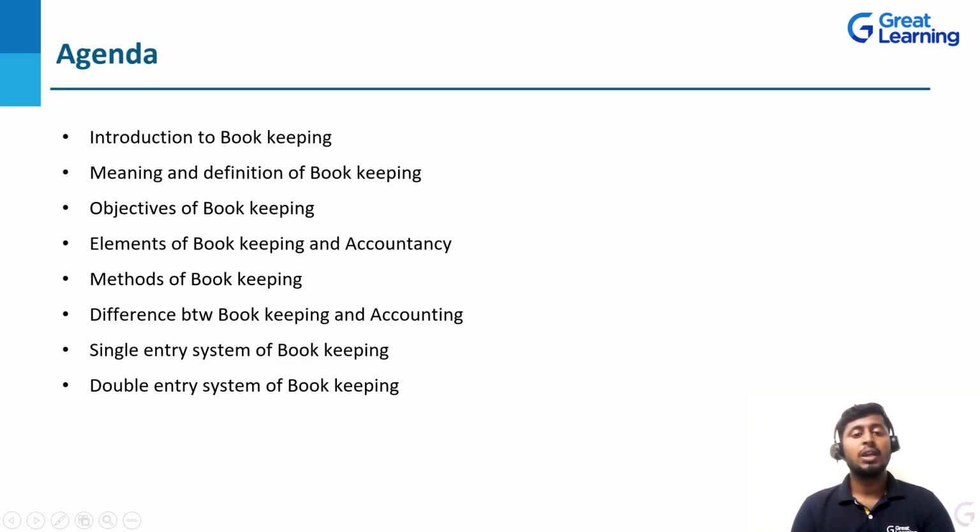Second one, meaning and definition of bookkeeping. Third one, objectives of bookkeeping, elements of bookkeeping and accountancy, methods of bookkeeping, difference between bookkeeping and accounting, single entry system of bookkeeping, double entry system of bookkeeping. So these are the few points we are going to discuss in this session. First we'll start with the introduction to bookkeeping.